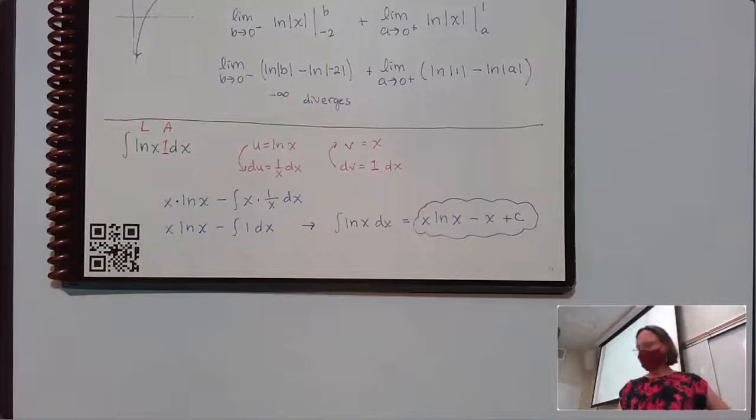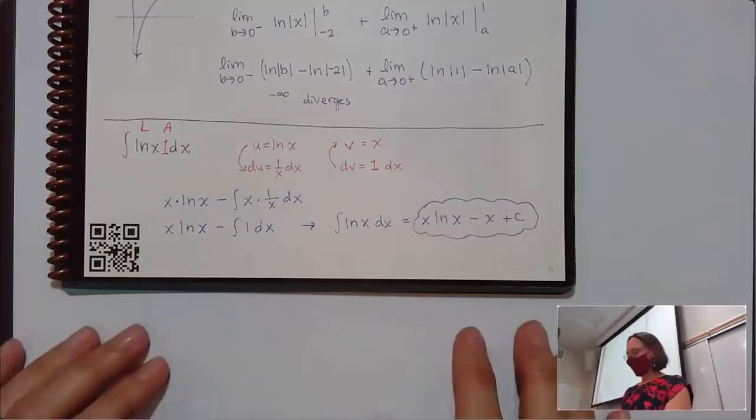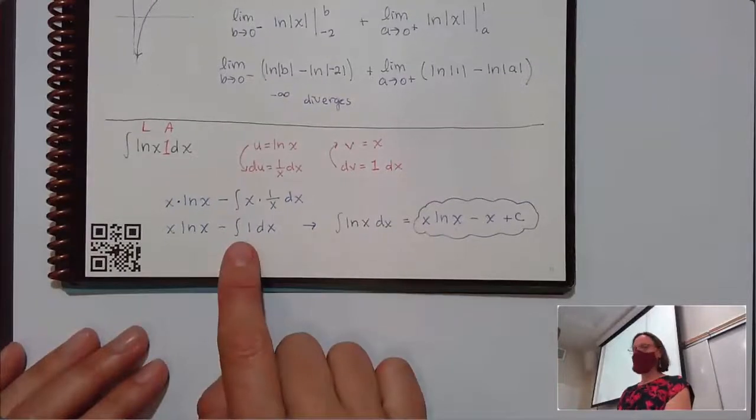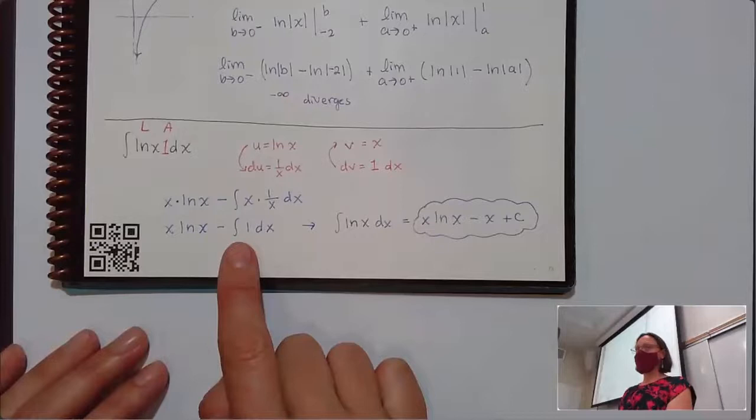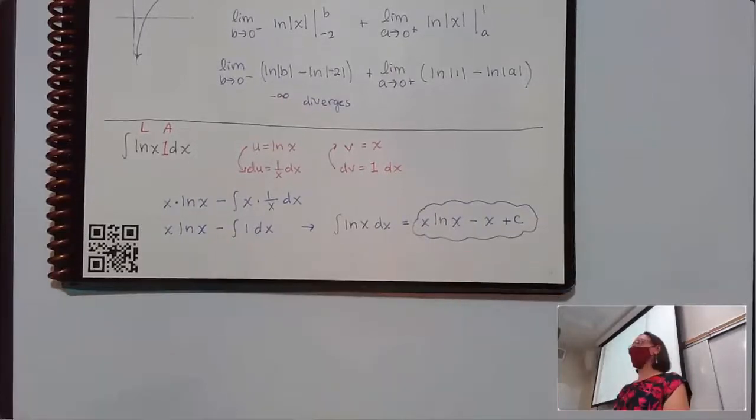E to the negative 2x, cool. Questions about this before we? So when we integrate 1, we get x. Or x plus a constant, but.